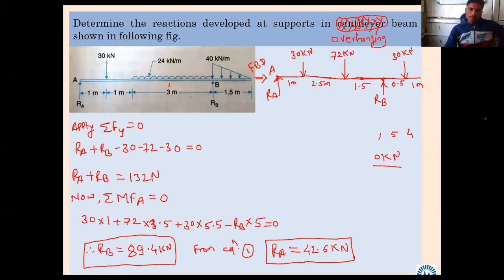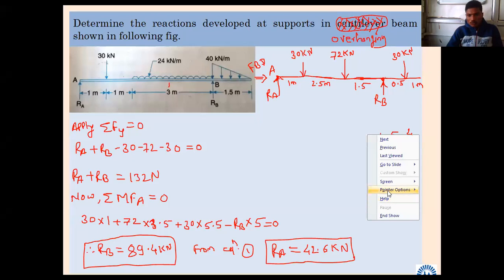Have you understood this? Yes, sir. Any problem? Shall we go next? Yes, sir. Next. Now let us see. Those who have not written, write it quickly. Let us see which problem is there next.